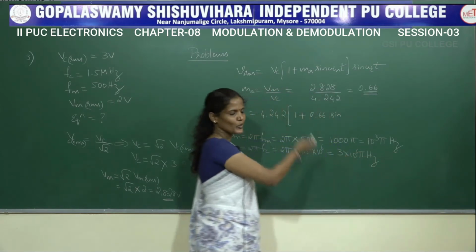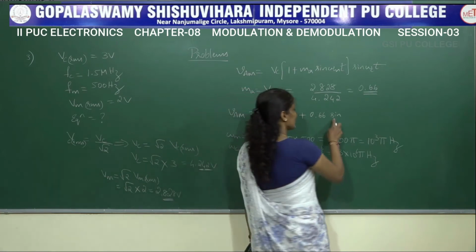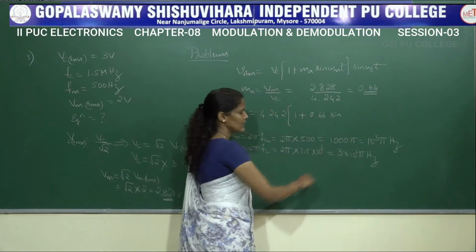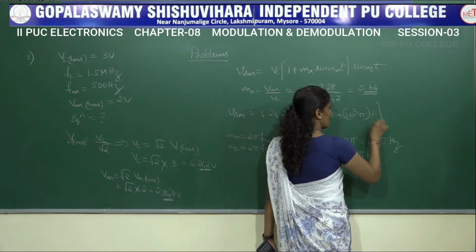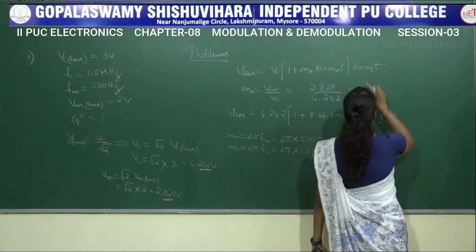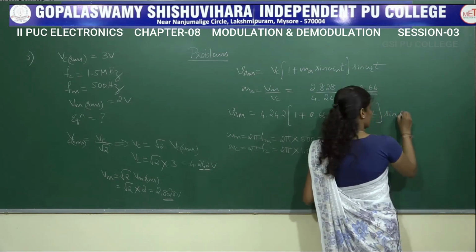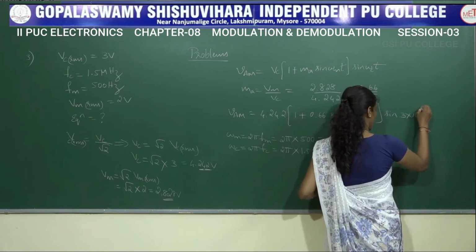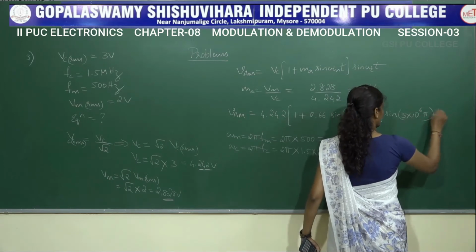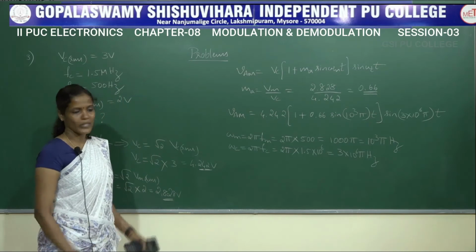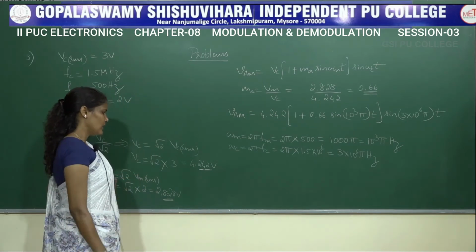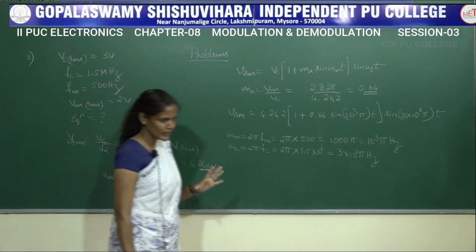So let us substitute these two values directly in the expression. Sin of omega m value is 10 to the power of 3 pi of t of sin omega c value is 3 into 10 to the power of 6 pi of t. Retain that pi value as it is and just solve the problem. So usually the peak values of the voltages will be given.